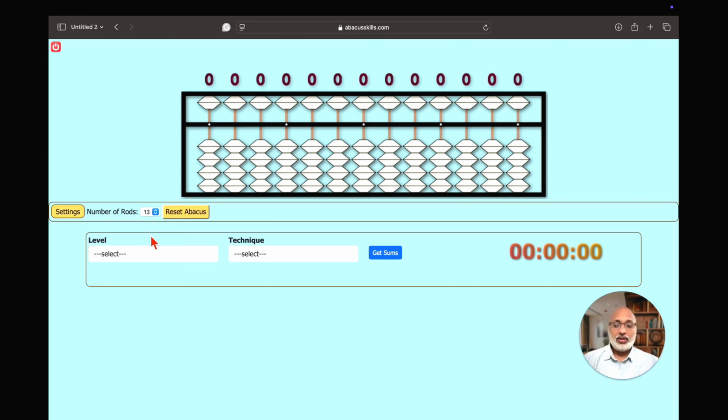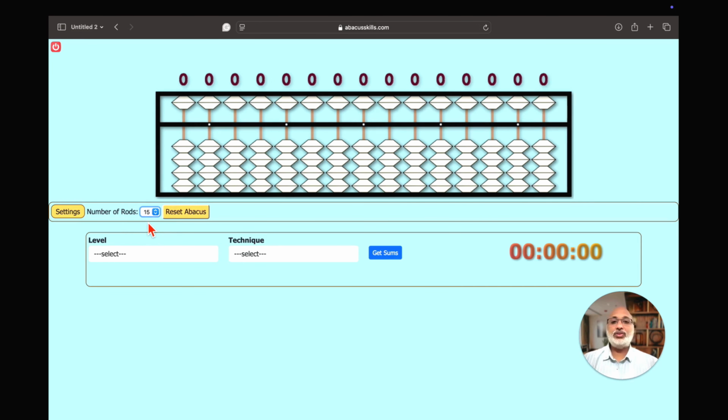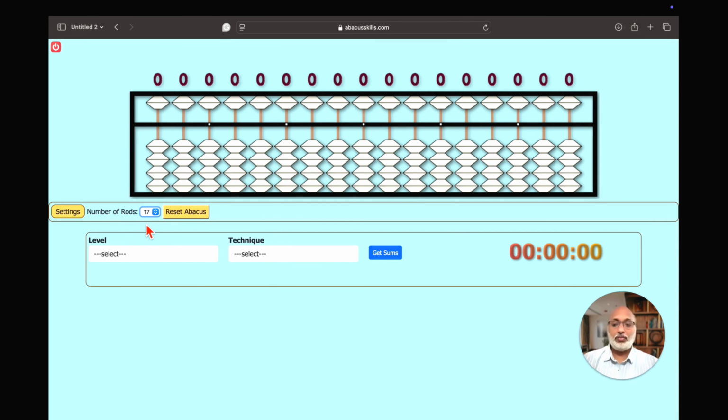Another one more important thing I would like to indicate here. If you observe here, there is a number of rods option. If you click this option, you will see different numbers 11, 13, 15, 17, 19 and 21. This is nothing but it will increase and decrease the size of the abacus. Now we are in 13 rod abacus. If I click 15 rod, the abacus is going to increase. If I click 17 rod, it will increase even more.